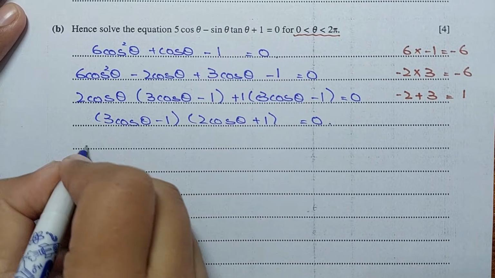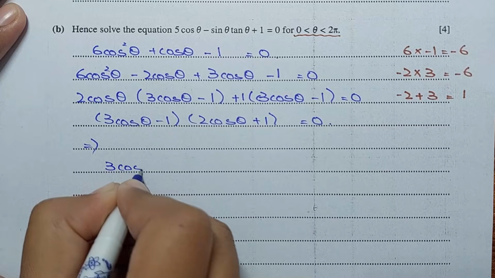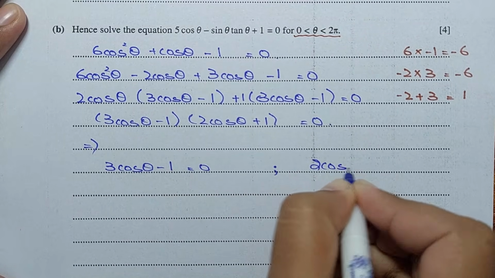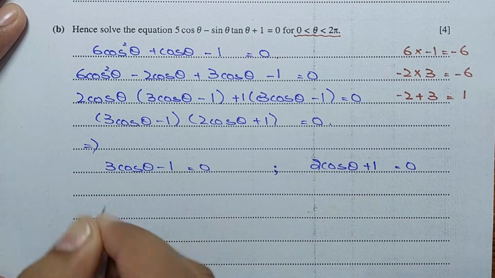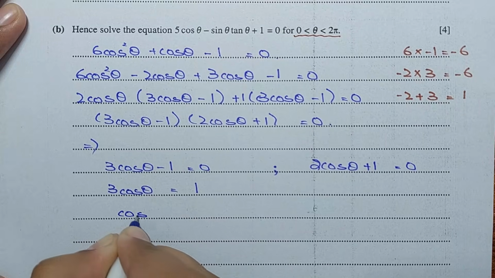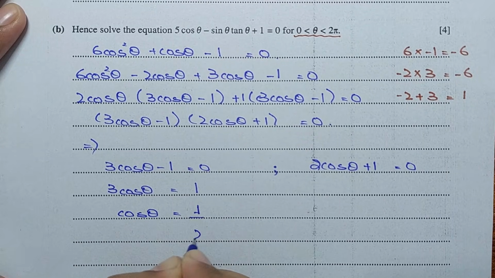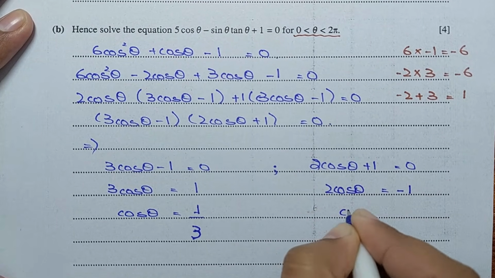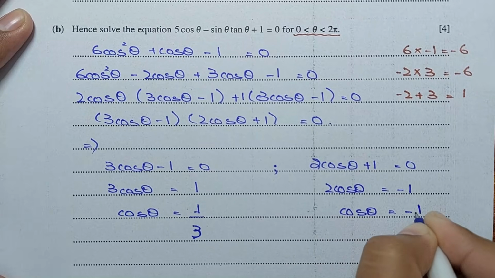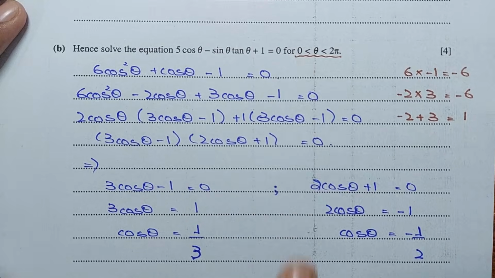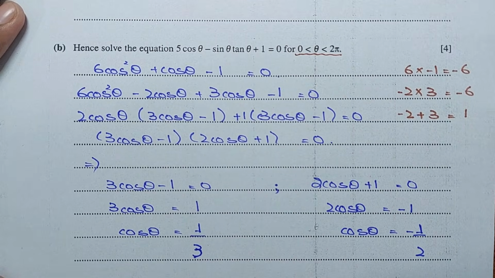Now put both factors separately equal to 0. Here we have 3 cos theta minus 1 equals to 0, or we can say 2 cos theta plus 1 equals to 0. So from here 3 cos theta is equal to 1 and cos theta is equal to 1 by 3. And 2 cos theta is equal to negative 1, and here cos theta is equal to negative 1 by 2. So here cos is positive and here cos is negative, and the domain given is from 0 to 2 pi, meaning the whole circle.